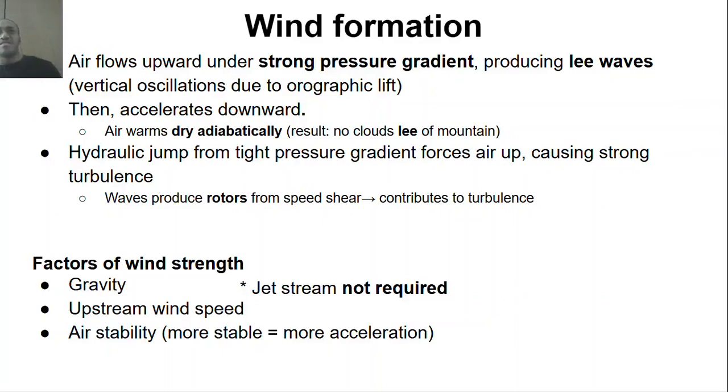One is gravity, which is actually the main factor in driving those winds, as it acts to pull the wind downward upon descending. Also, upstream wind speed, and so the stronger the winds you have to begin with, the stronger they will be as they accelerate downward. Another factor is air stability. So typically, you like to have a more stable profile where temperatures don't change as much as you go upward to bring more acceleration to the wind as it moves downward.